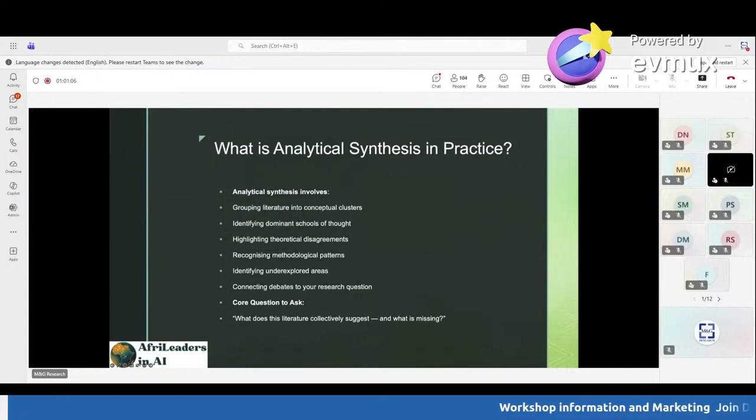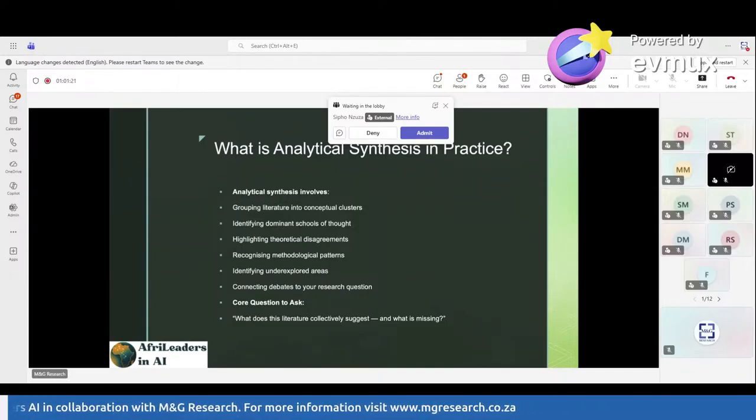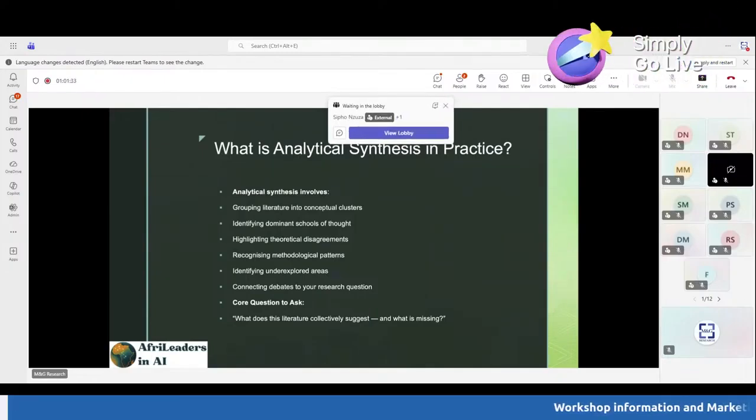What is analytical synthesis in practice, right? So how does it look in practice before we get to your practical demonstration of how we can use ChatGPT to develop those synthesized paragraphs? So we'll do a brief demonstration. We need to see and make a difference between a descriptive paragraph and a synthesized paragraph, right? What each looks like, right? What is this analytical synthesis in practice?